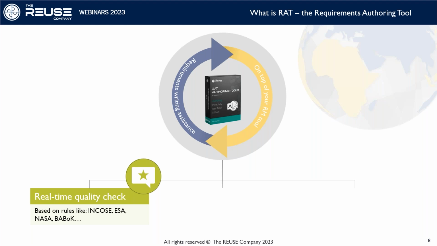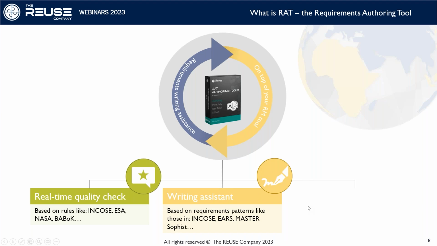a well-established set of rules like those promoted by the INCOSE guide for writing requirements, or the drafting rules for requirements published by the European Space Agency or the NASA or the business analyst body of knowledge. So plenty of other configurations, by the way, with the possibility to tailor to your own rules.